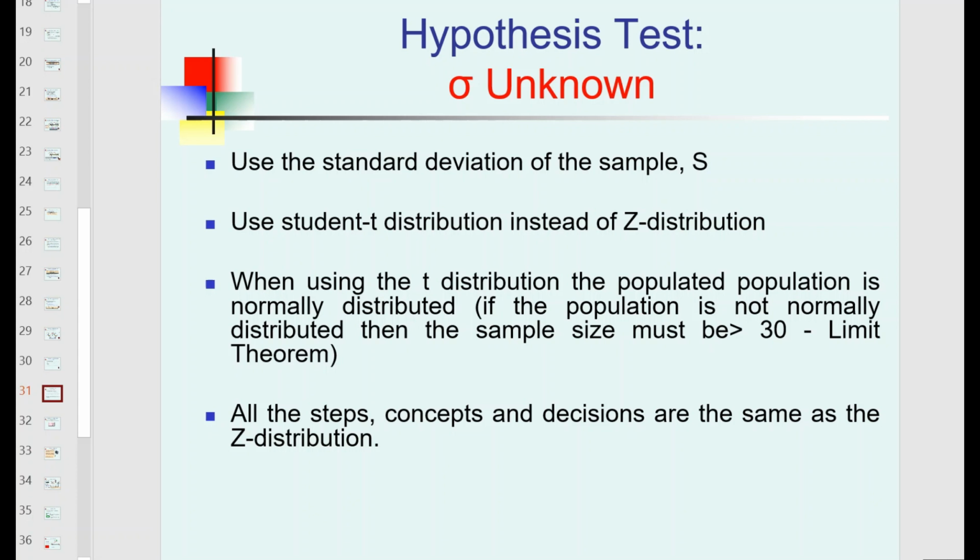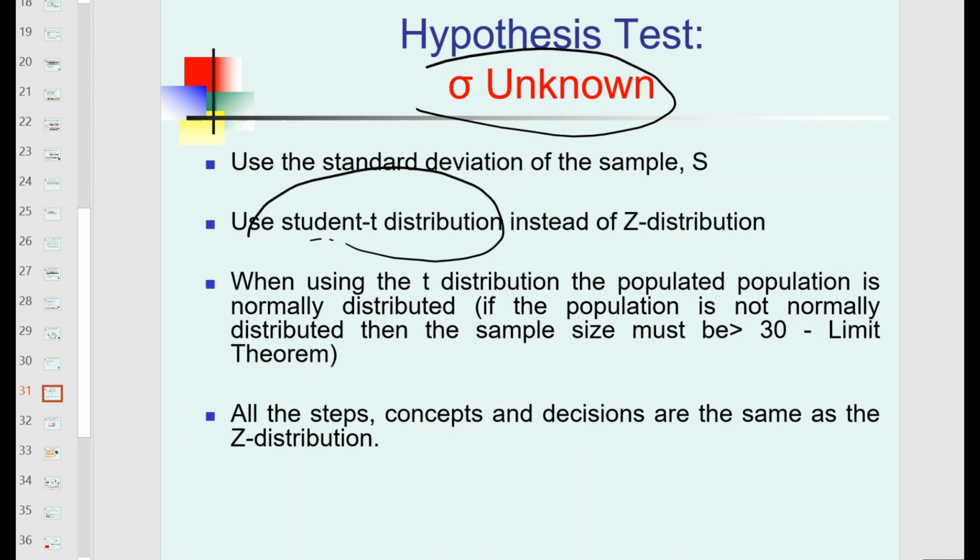So now when your sigma is unknown, we use the student T distribution instead of the Z distribution. When using the T distribution, the population is normally distributed, but if it's not normally distributed, then the sample size must be big enough. This has also been explained in the previous lecture and slide.